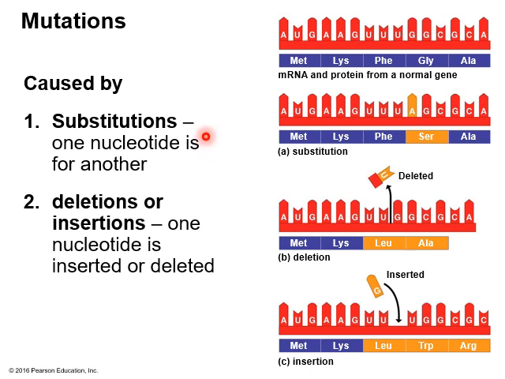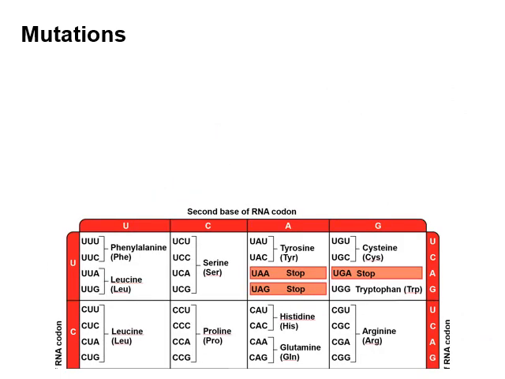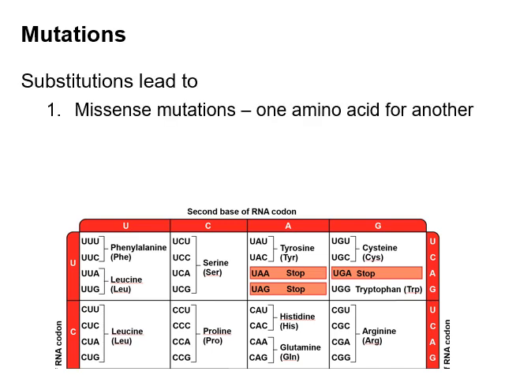So let's talk about what substitutions, deletions, and insertions can lead to. Substitutions can lead to a couple different things. They can lead to what are known as missense mutations. This is when we exchange one amino acid for another amino acid. Right? So let's say we were supposed to have UUU, but let's say there was a mutation that resulted in UCU. Now we have exchanged one amino acid for a different amino acid. So that is the case of sickle cell anemia, right? We exchange just one amino acid for a different amino acid.